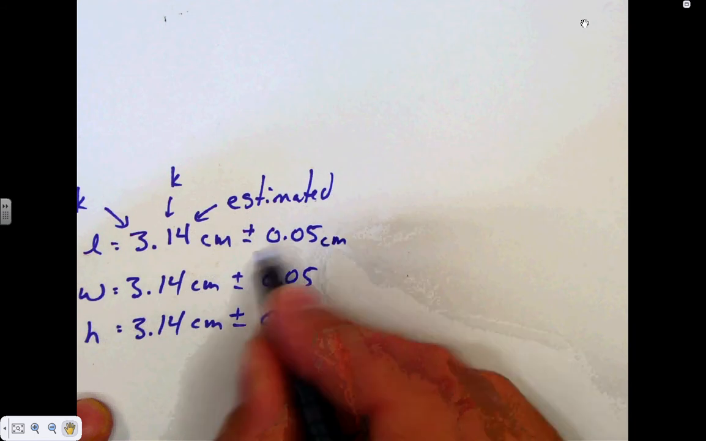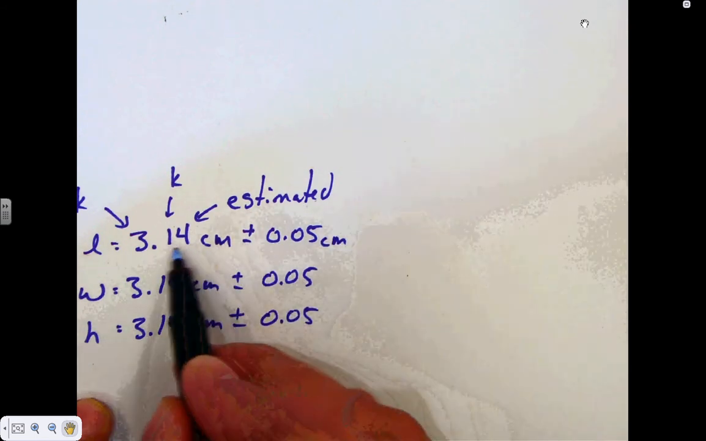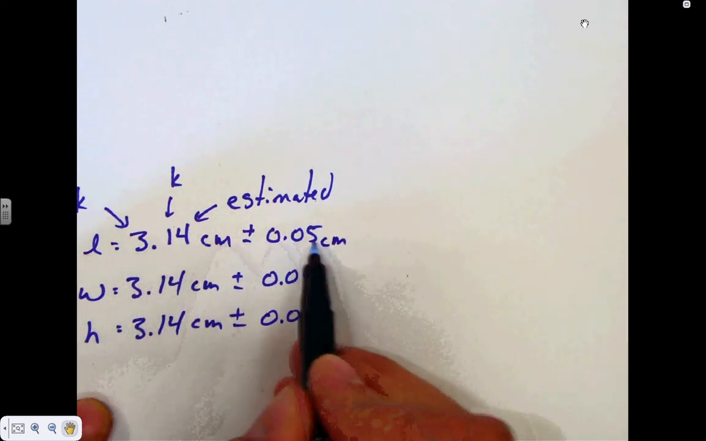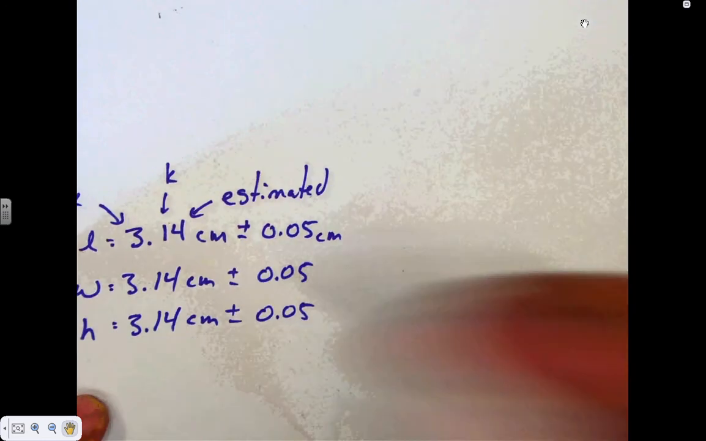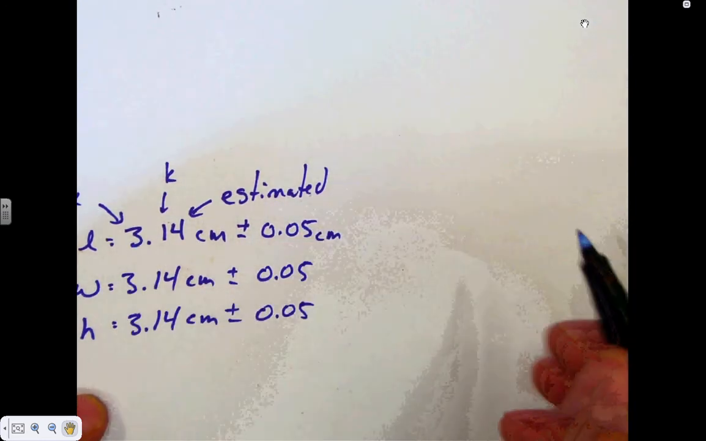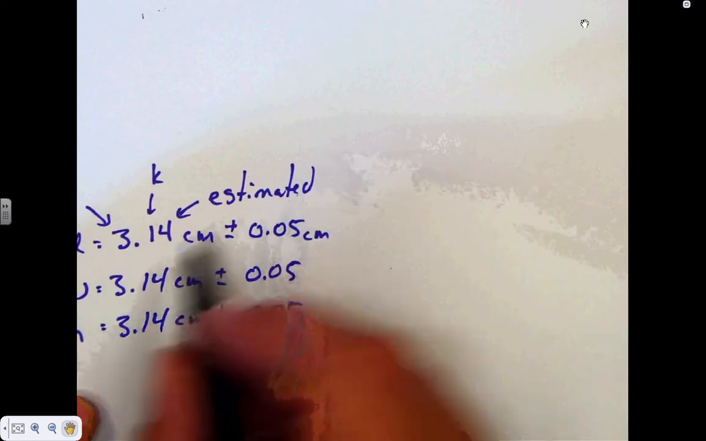I think this would also be fine. Or even probably 3.14 plus or minus 0.05 centimeters might cover it all. That's sort of irrelevant as long as you're indicating to the reader what you're talking about. Now, what does this really mean?